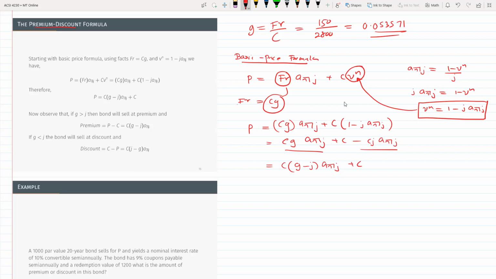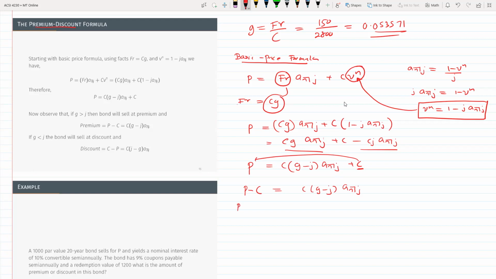So this one is called the premium discount formula. The reason it's called premium discount is that if you bring it to the other side, you will get this nice formula. Now you can tell exactly when you are going to have premium or discount.